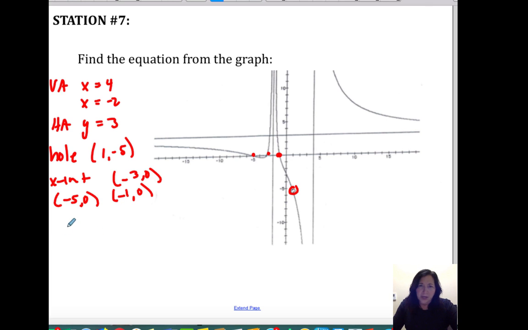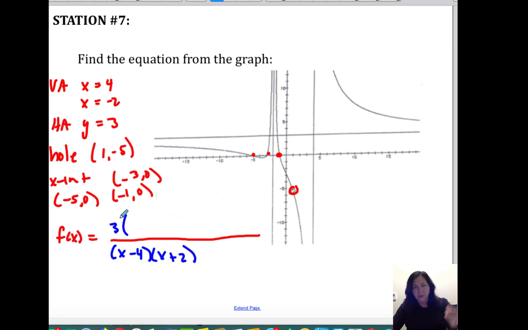So making my equation, I've got to put all this together. f of x equals, I'm going to draw a big line because I have a lot of information. I'm going to put my vertical asymptotes in first. So we've got an x - 4, and I've got an x + 2. For the horizontal asymptote at 3, the only way that's going to happen is if the denominator and the numerator have the same variable power. I do have a hole at 1, so that means there's an x - 1 on the numerator, which also means there's an x - 1 on the denominator.